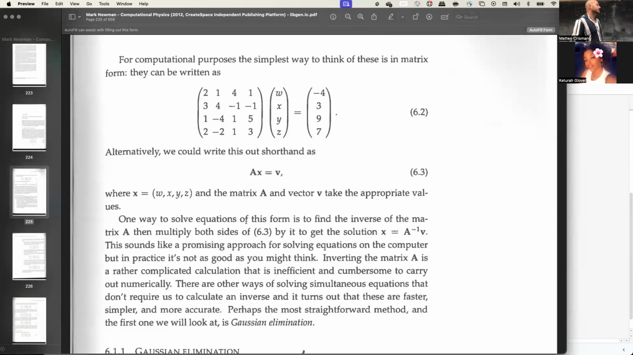Right? Okay, so how do I find the solution for A? This claims that one of the ways to find the solutions is to find the inverse of the matrix A and multiply both sides of it to get the solution X equals A inverse V. Okay, what does it mean to take the inverse of a matrix?